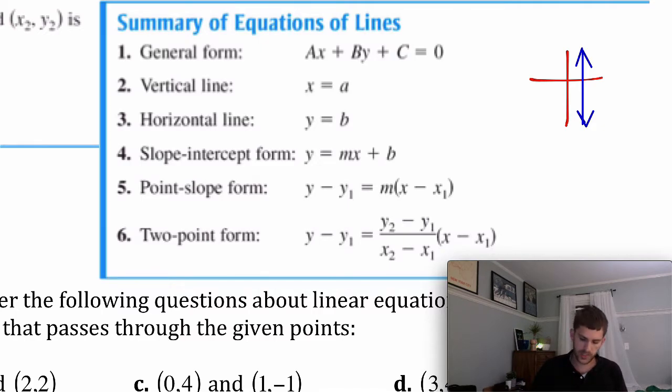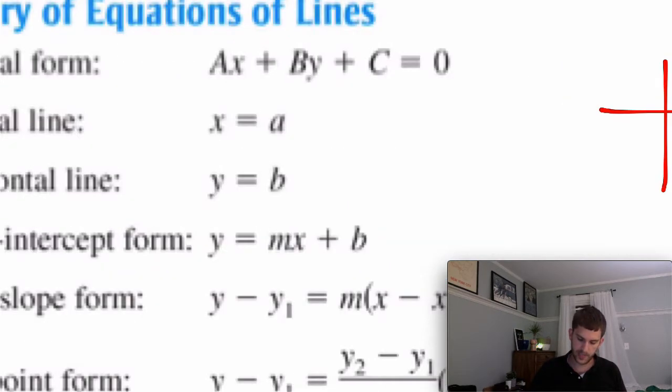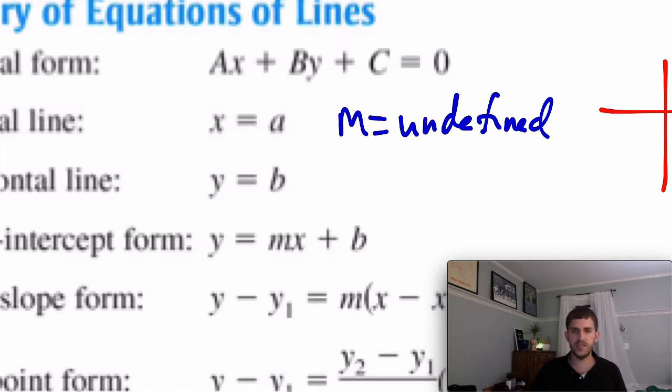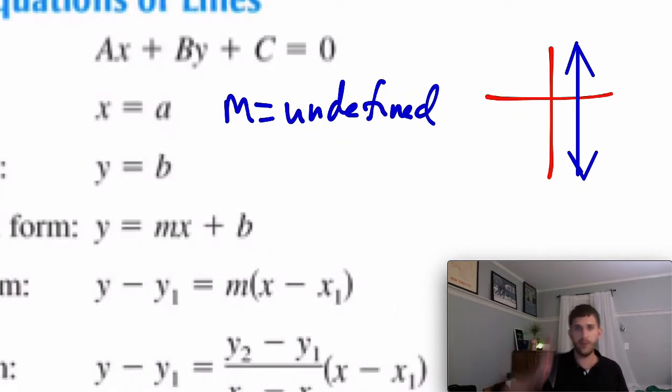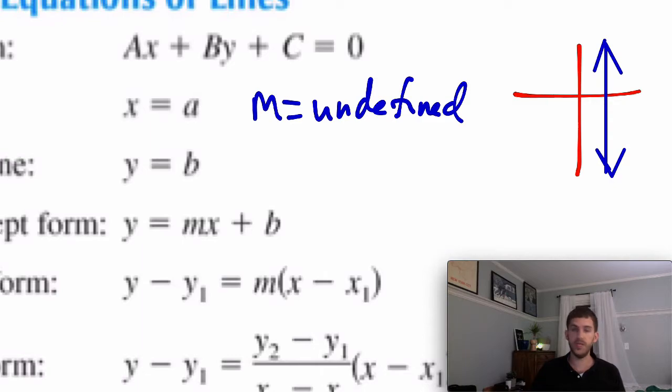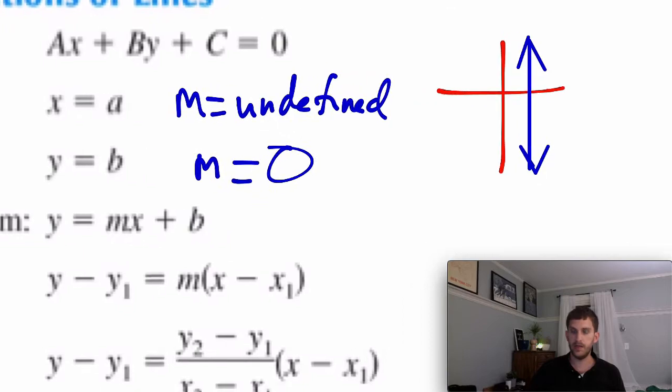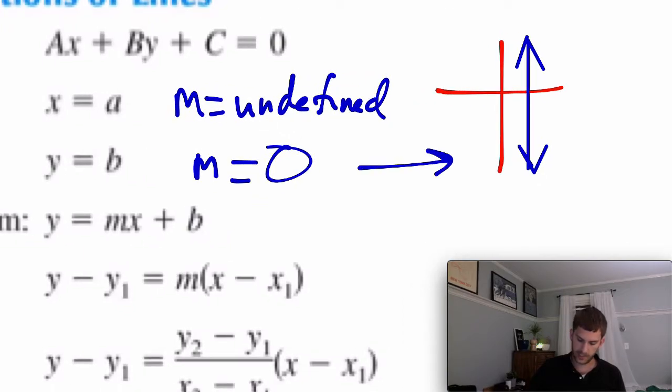Now, we can also say the slope on that one is undefined. It doesn't have a positive slope, it doesn't have a negative slope, it just has perfectly up and down slope. It has no slope. It's undefined. I shouldn't say no slope, but it's undefined slope. y equals b has a slope of 0. That one would be a horizontal line.